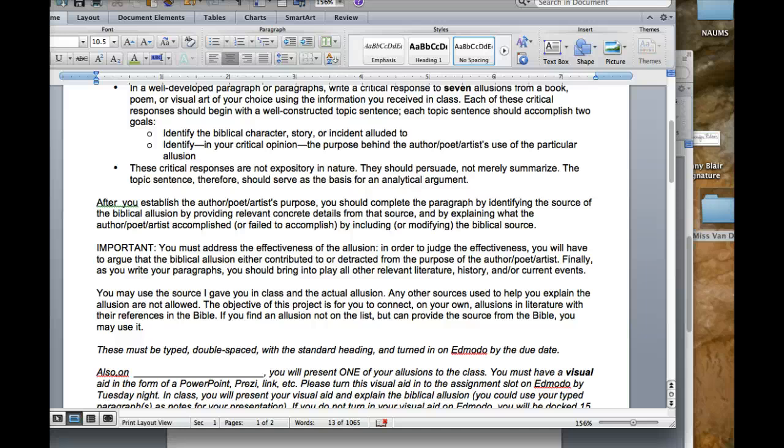When you write each response, you should bring into play all other relevant literature, history, and or current events. So you might really have to explain and summarize some things, but the purpose of them is to respond critically.